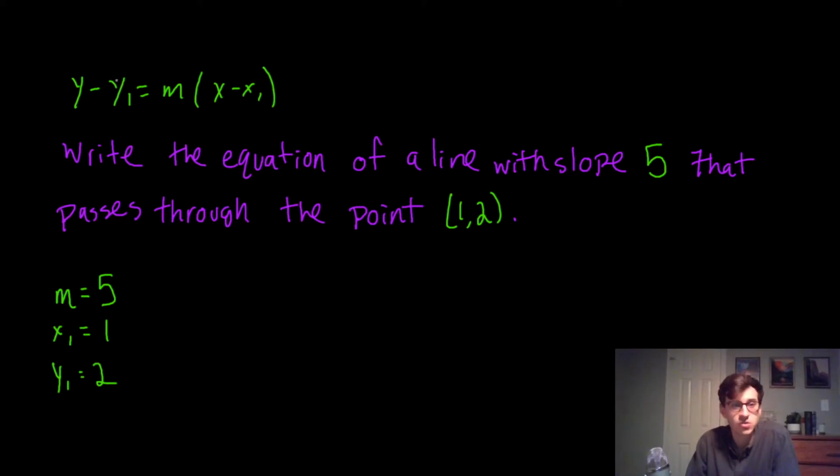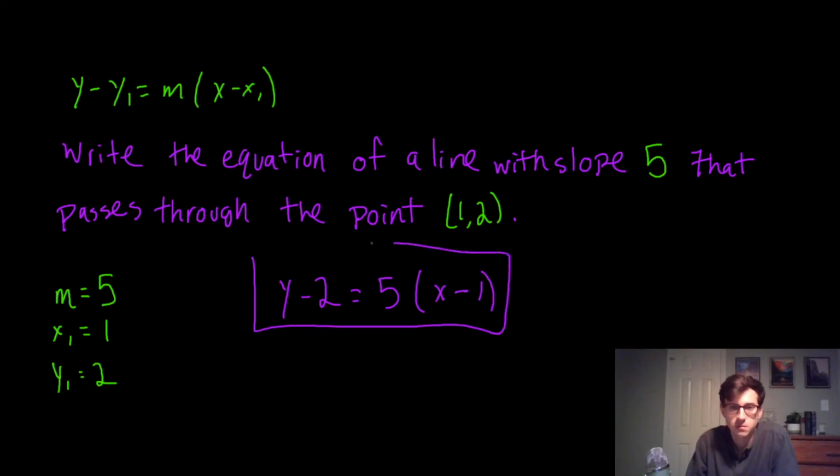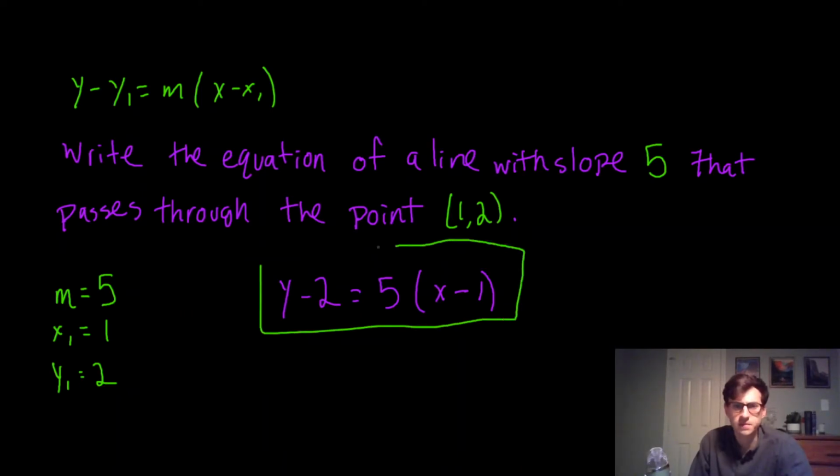Okay, now I can just substitute these values into my equation and create the line. Y minus y1, which is 2, equals m, which is 5, times x minus x1, which is 1. And I don't even have to do anything else. That's it. That's the answer. Can you believe it? Kind of shocking, eh? So, that's point slope form. Now let's take a little bit more of a tricky problem, maybe.